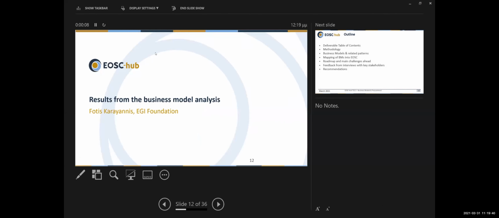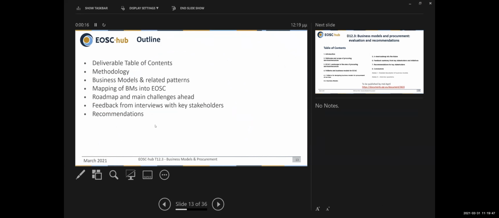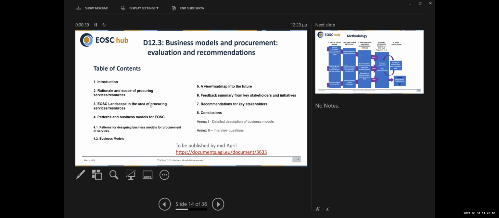So, quickly going into the content, because we have quite a few slides. The outline of my talk: the deliverable contents, I will present quickly the methodology, the business models and related patterns identified, mapping of business models into EOSC, some roadmap and steps for the future and main challenges ahead, the feedback from interviews that we have conducted with key stakeholders, and I will close with a set of recommendations. A glimpse into the table of contents: it's more or less the same as the outline.